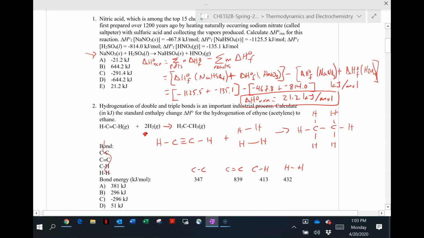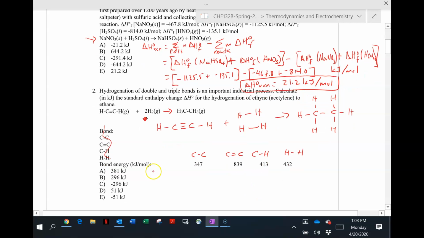So the equation here is that the delta H of the reaction is approximately equal to the sum of the bond dissociation enthalpies for the bonds broken, because we have to put energy in to break the bonds. And then we're going to subtract from that the bond dissociation enthalpies of the bonds formed.